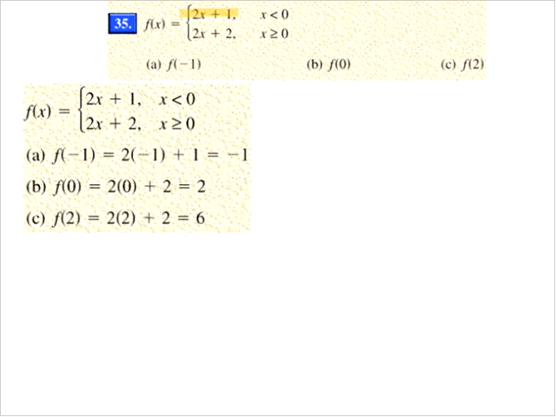Now, which piece am I going to use for 0? Since it's equal to 0, I use the second function, 2x plus 2. I'm going to plug in 0 for x right here. So 2 times 0 is 0, and 0 plus 2 is 2. And then last, I have f of 2. Well, 2 is greater than or equal to 0, so again I'm using that second function. 2 times 2 is 4, and 4 plus 2 is 6. So that's how they get the answer of 6.